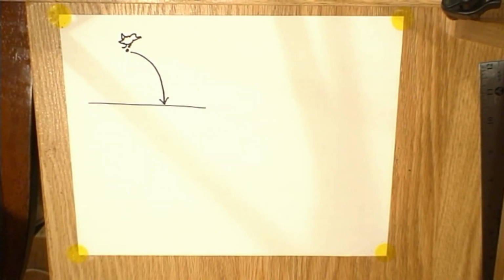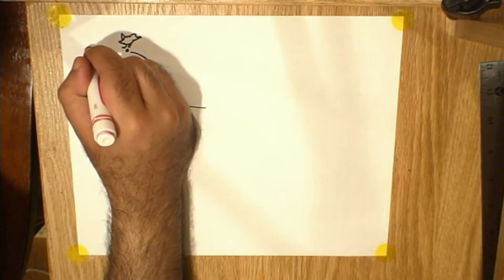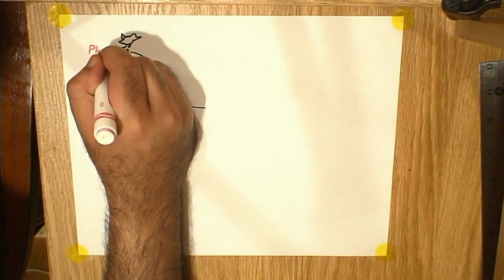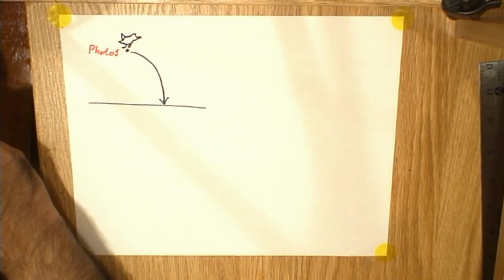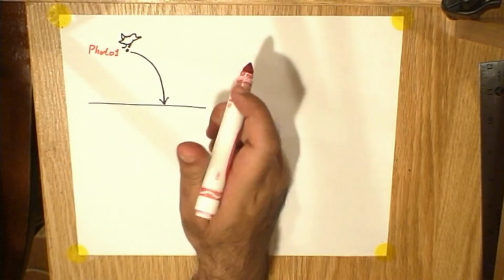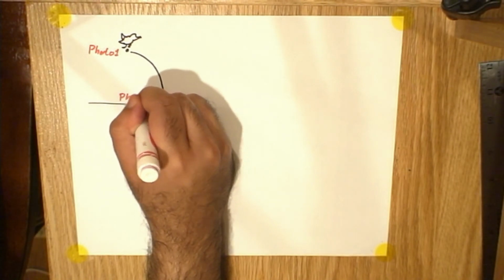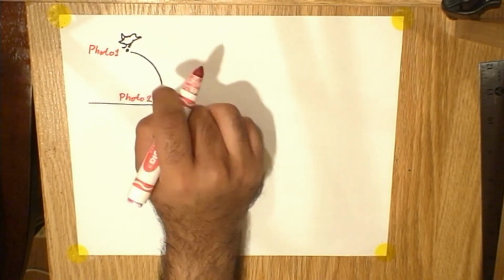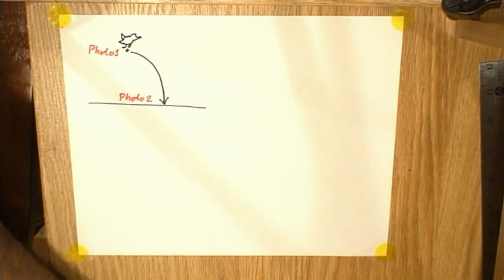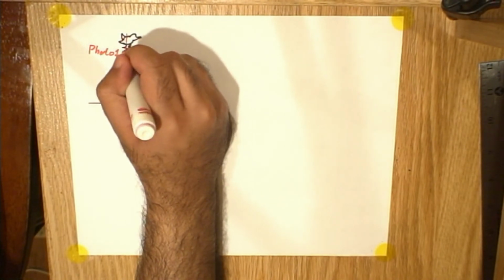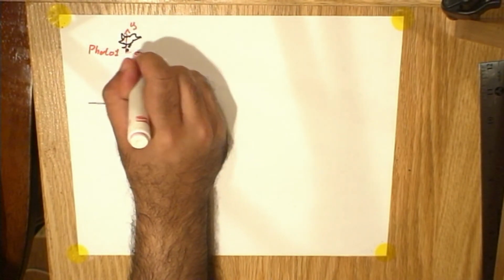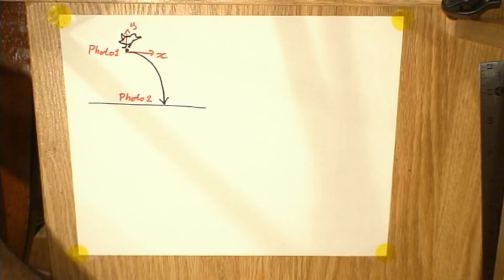So our initial photo is going to be an instant after when the eagle loses contact with the fish, and photo 2 is going to be an instant before the fish hits the surface of the water. I'm going to set upwards as positive y and rightwards as positive x.